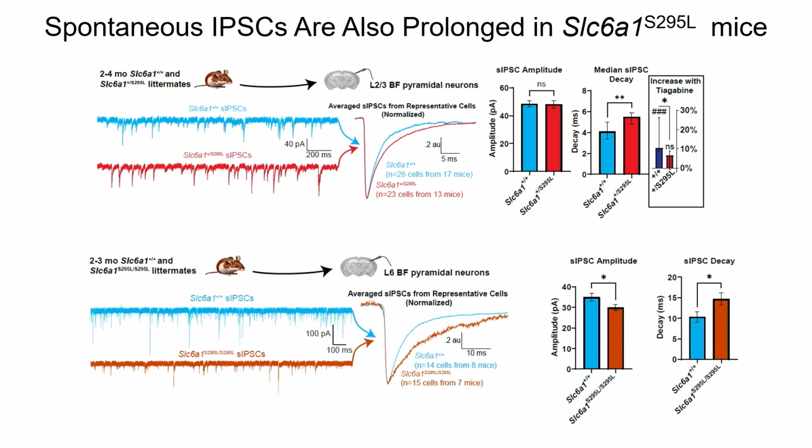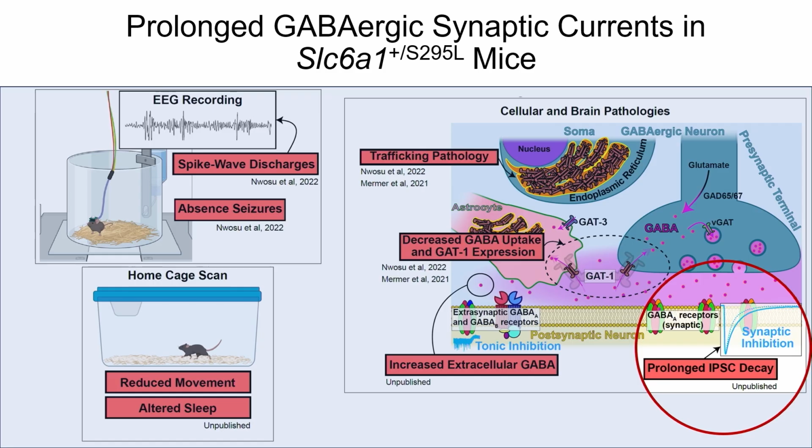And I also looked at wild type versus homozygote mice, basically with a similar experiment, and I found a similar result where these events were prolonged. And so quite consistently, I'm seeing prolonged GABAergic synaptic currents in S295L mice, both heterozygote and homozygote mice.